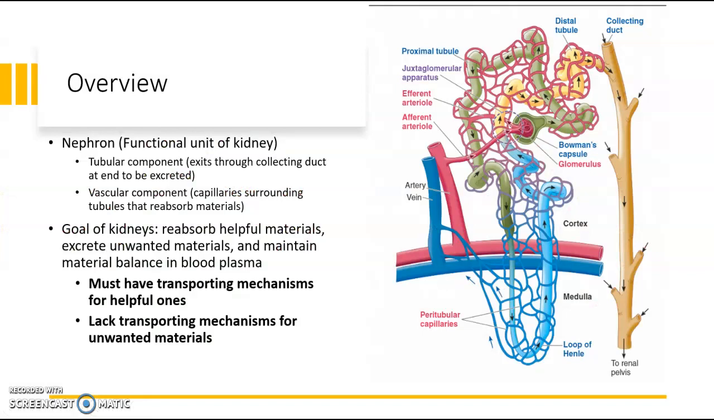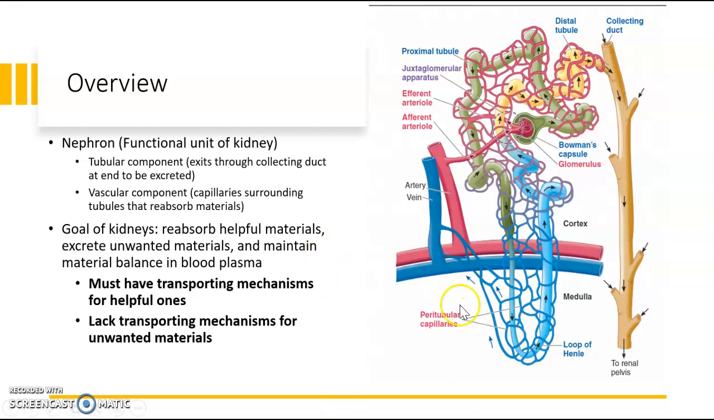So first off, I want to give a quick overview of a nephron, which is the functional unit of a kidney. A functional unit is the smallest unit of an organ per se that can do all of the functions of that organ. So essentially this is a miniature kidney if you want to think of it that way.